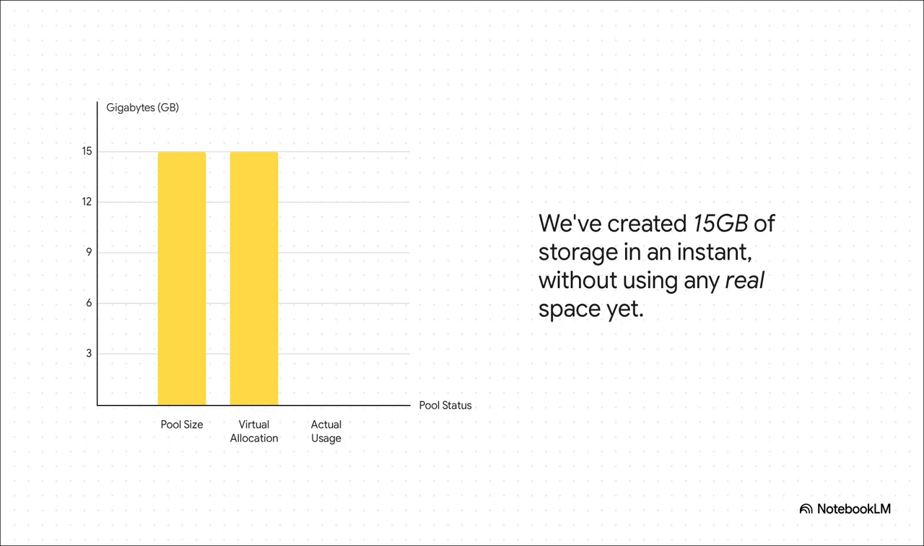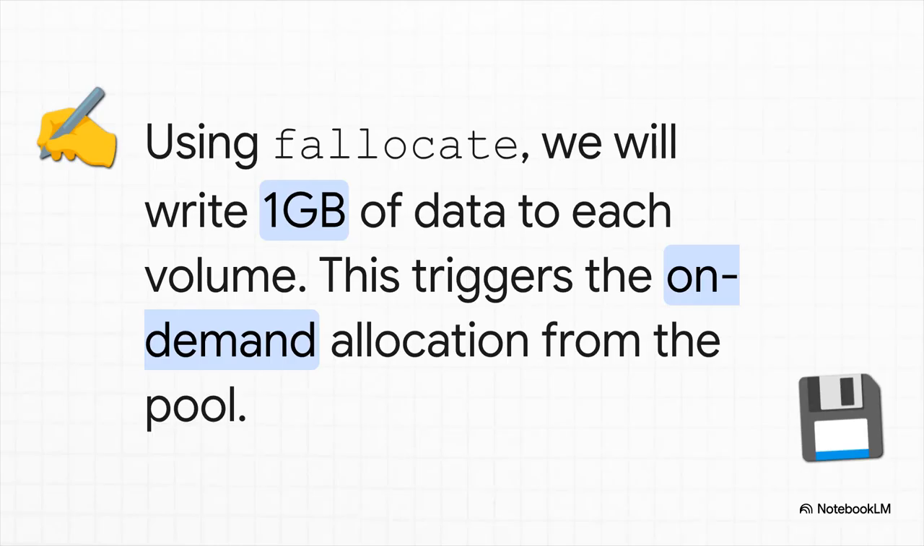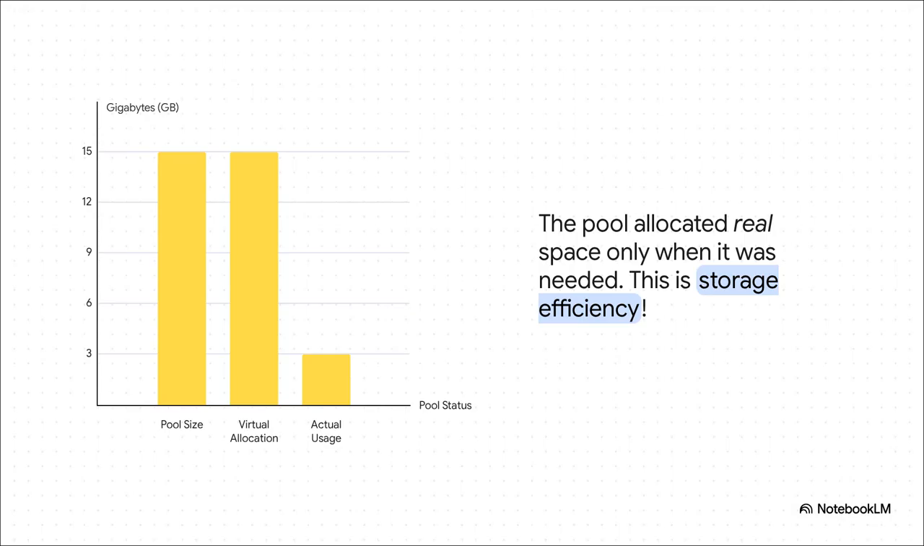How cool is that? Of course, a volume isn't much use if it's empty, so let's simulate some actual work. We're going to use the fallocate command. It's perfect for this, to instantly create a 1 gigabyte file on each of our 3 volumes. This is the action that will actually trigger the pool to start handing out real blocks. And there you have it.